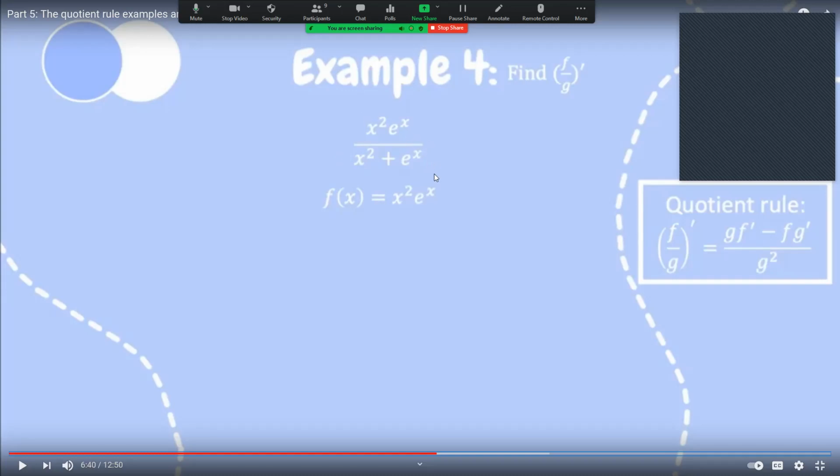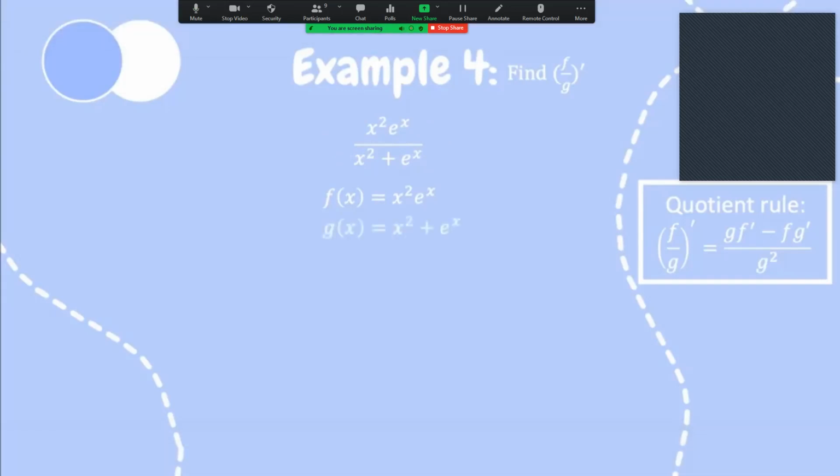So this is kind of like bait, right? I really like the example she chose here because it's very tempting to try and cancel something, but you cannot. So this is an example of a problem where we must use the quotient rule. f of x equals x squared times e to the x, g of x equals x squared plus e to the x.